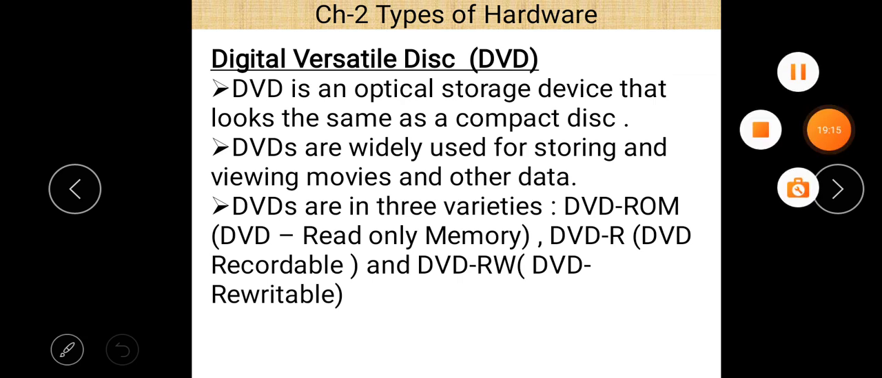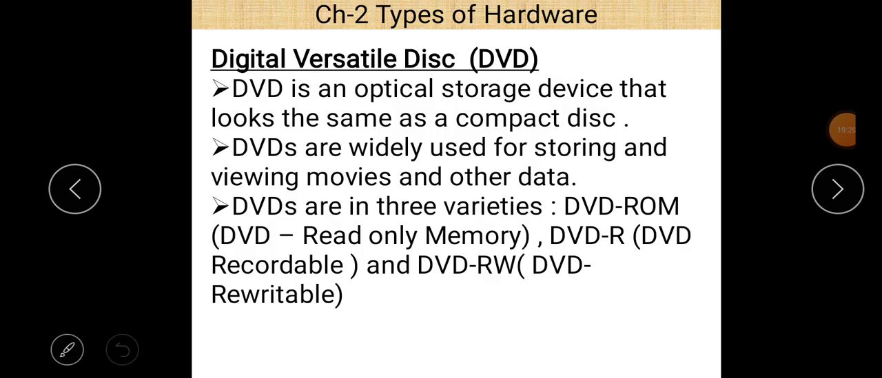Next is the digital versatile disk, also called DVD. DVDs look the same as a CD, and data can be stored in this type of storage device, which also works on an optical medium. So it is an optical storage device that looks the same as a compact disc. The only difference is in the density of the data. We can store much more data compared to the CD, and DVDs are widely used for storing and viewing movies and other data.